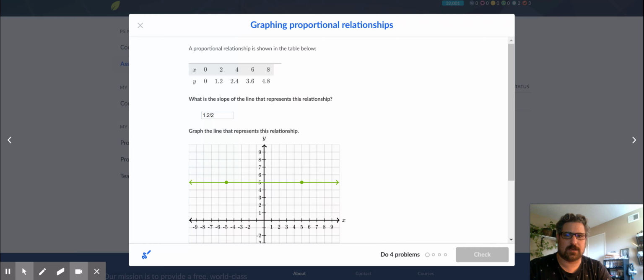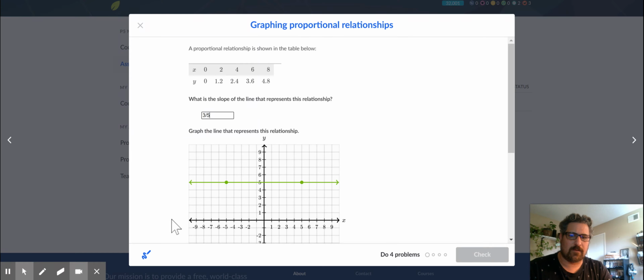So let's just see if that is the case. If that is the case, 3/5 is 0.6. So 2 times 0.6 would be 1.2. 4 times 0.6 would be 2.4, and so on and so forth. So that seems to work. So basically, this ratio of 1.2 over 2 is the same as 3 over 5.